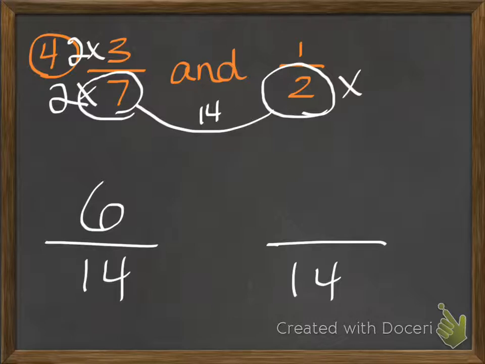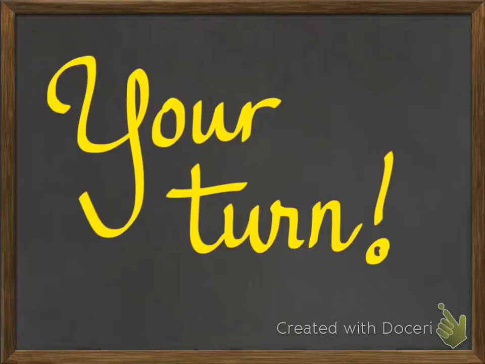On the other fraction, on 1/2, I multiply 2 times 7 to get to 14. Whatever I do to the bottom, I have to do to the top. So I multiply 1 times 7. Instead of 1/2, now I have 7/14. Okay, so now I have renamed my fractions.